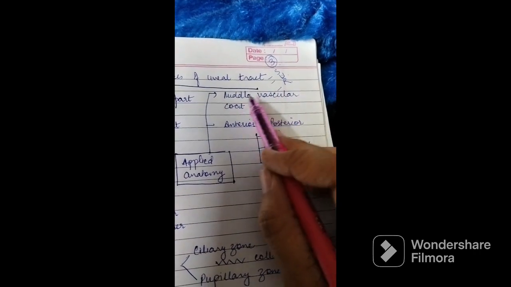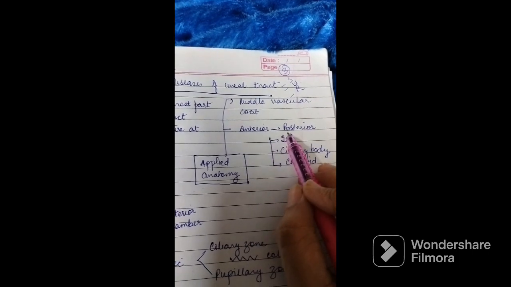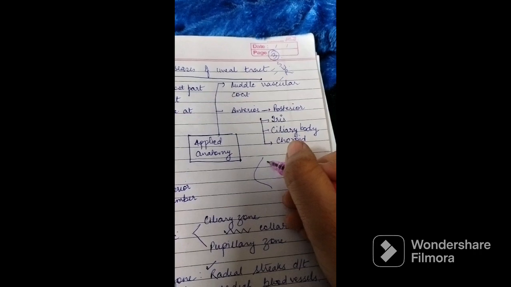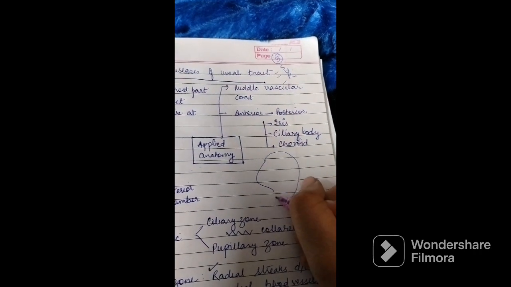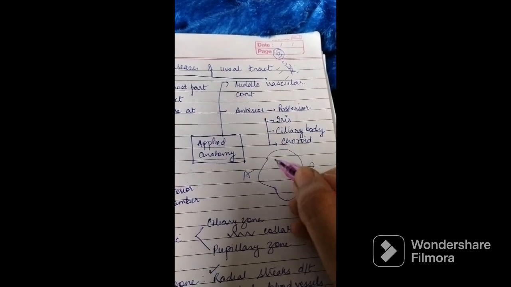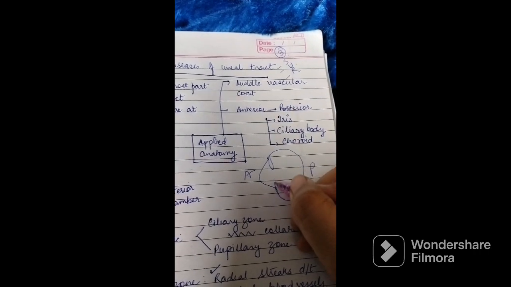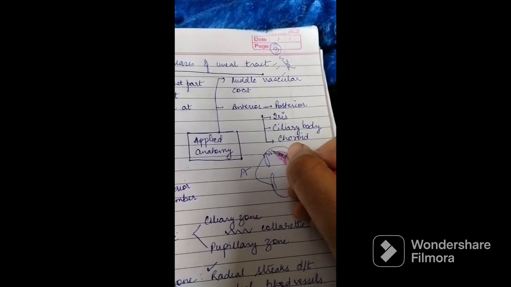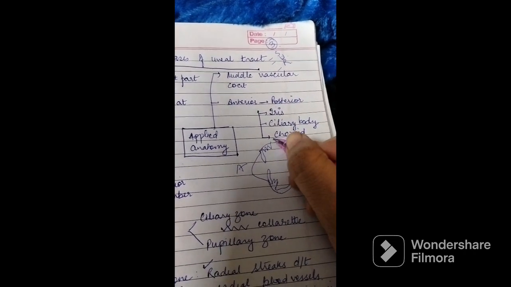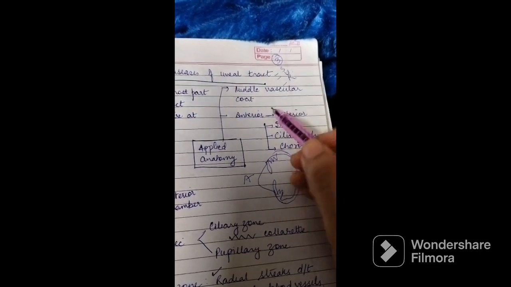So this uvea is the middle vascular coat of our eyeball from anterior to posterior. Like if this is the cornea and this is the rest of the eyeball, this is the anterior and this is the posterior. So anterior to posterior, this is the iris. Then we have the ciliary body and it is continuous with the choroid. So the iris, the ciliary body and the choroid, and this uvea is the vascular coat.